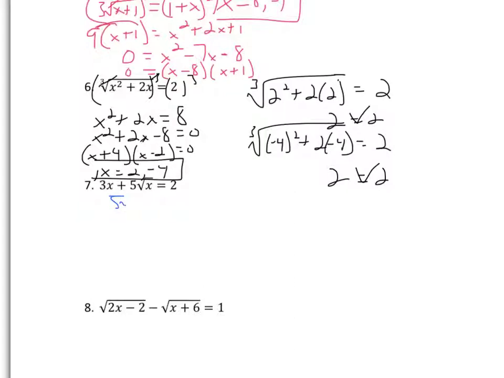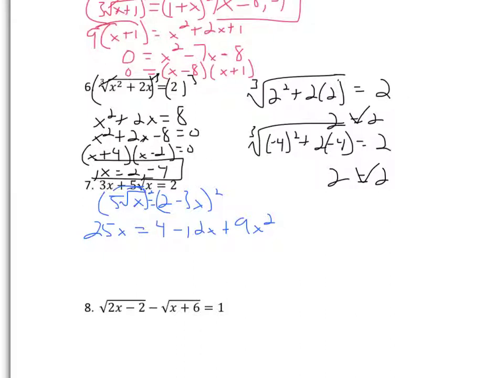So we have 5 root x equals 2 minus 3x. Now is when we square both sides. Remember to apply that square to both terms, and then on the right side we're going to have to FOIL. So we've got 25x equals 4 minus 6x, minus 6x is minus 12x, plus 9x squared.